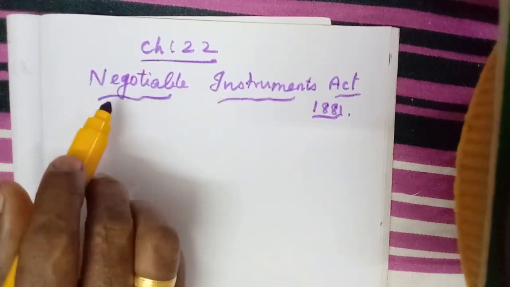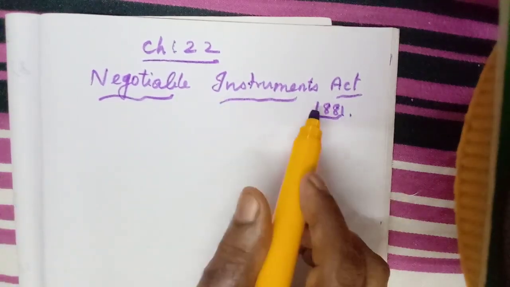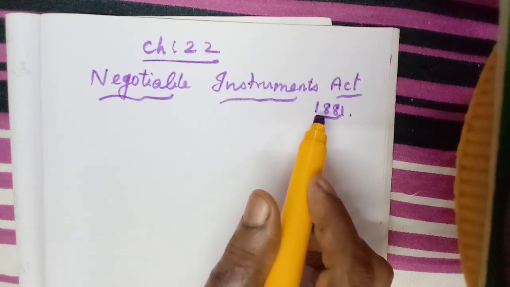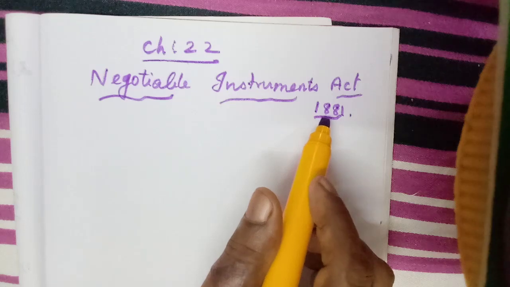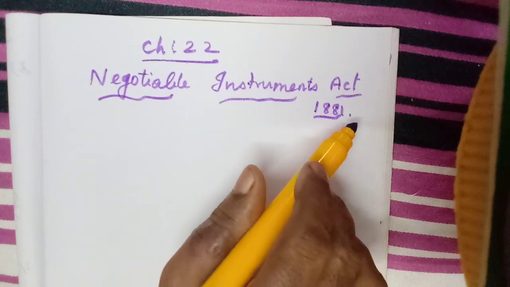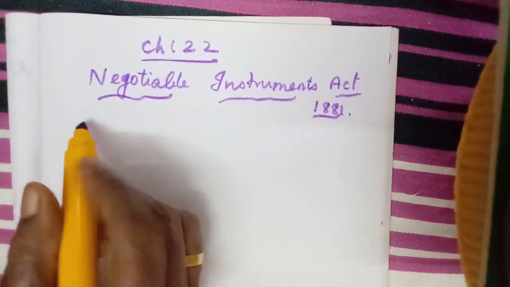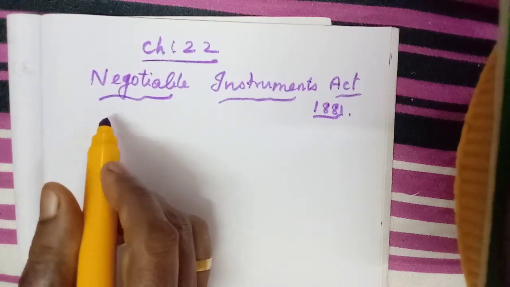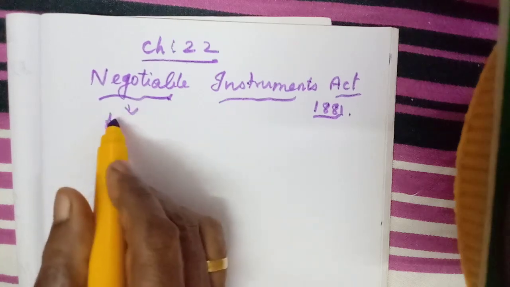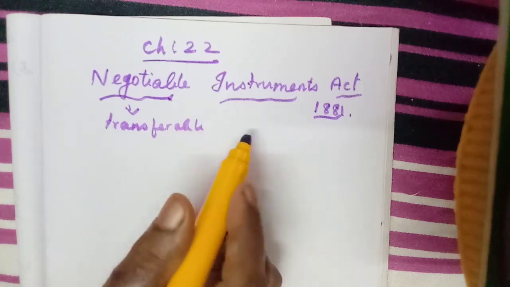Negotiable Instruments Act. This Act was passed in the year 1881. The Sale of Goods Act was 1930, isn't it? But this one is 1881, in the previous century. But here, first you should know what negotiable instruments are. Negotiable means transferable. From this word you can understand.